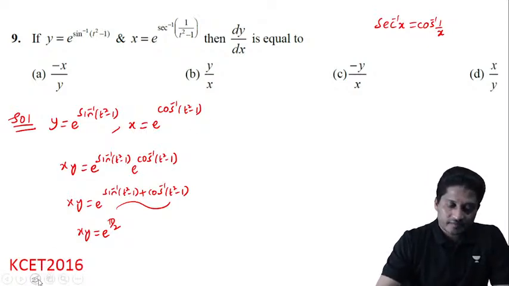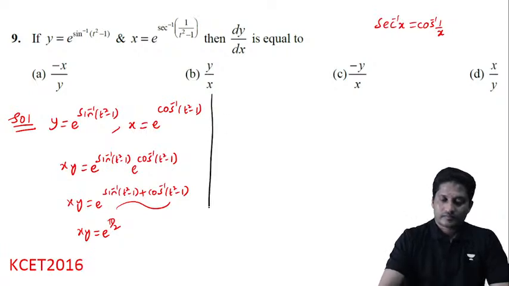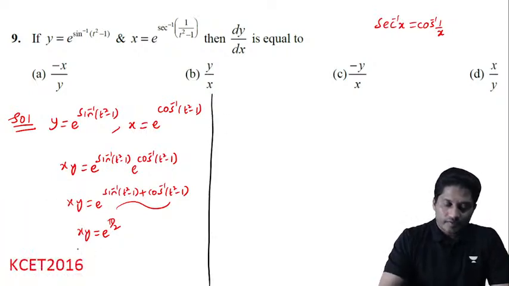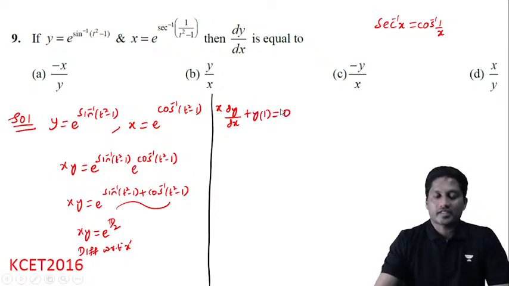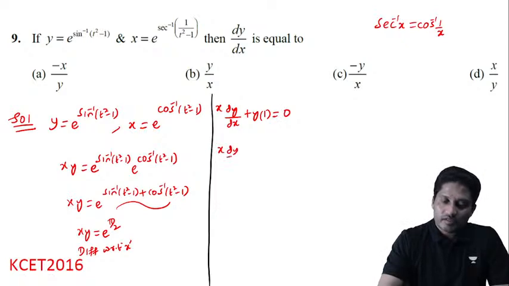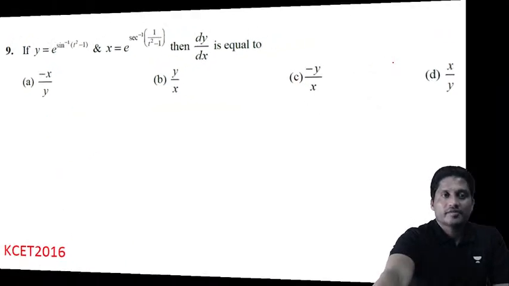Now if I differentiate with respect to x, first function is x, differentiation of y is dy by dx. The second function is y, differentiation of x is 1. e power pi by 2 is a constant, so it is 0. x into dy by dx is equal to minus y. From this, dy by dx is equal to minus y upon x. That's the answer. Answer is option. Let's move to the next question.